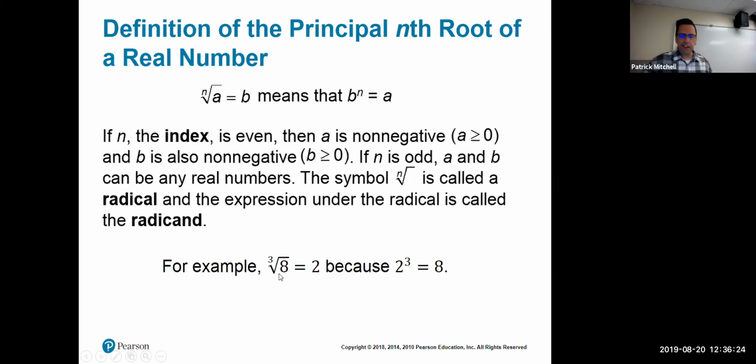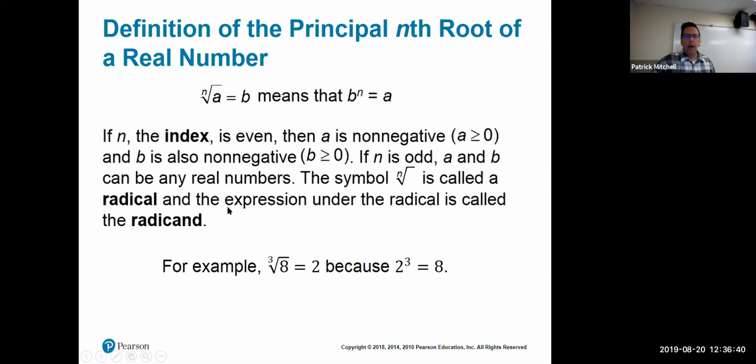So you could read this as the third root of 8, but most people say the cube root of 8. The cube root of 8 is 2, because 2 is the number that when you raise it to the third power, you get 8. All right? That's the idea behind an nth root.